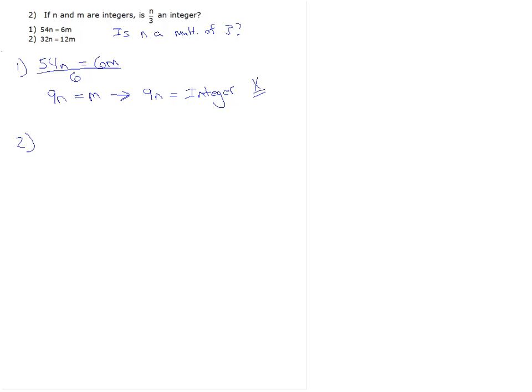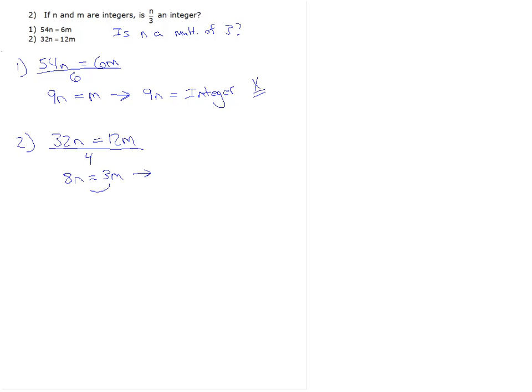Now, statement 2 is no different. I have 32n equals 12m, and the first thing I'm going to do is divide everything by the biggest value I can, and that's going to be 4, giving me 8n equals 3m. Now, in following what I did in the last statement, well, I'm going to get to that part, but before I do that, I'm going to bring the 3 over to the other side by dividing it.